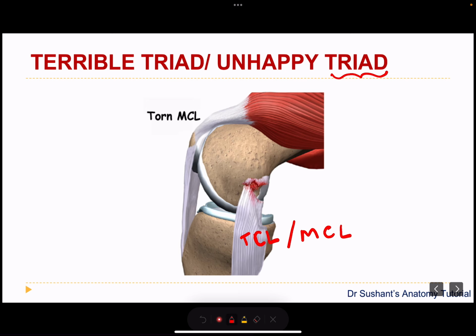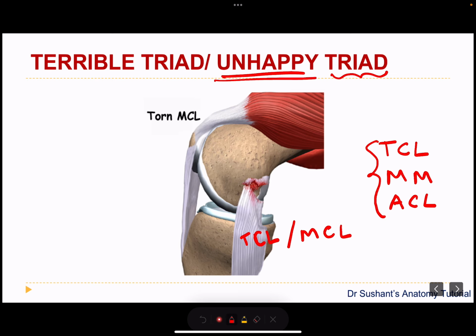The three most injured structures of the knee joint are the tibial collateral ligament, medial meniscus, and the anterior cruciate ligament. So these three structures together are known as the unhappy triad or the terrible triad of the knee joint. Now, if there is a blow to the lateral aspect of the knee when the foot is on the ground, this may sprain the tibial collateral ligament, that is a ligament on the medial side.